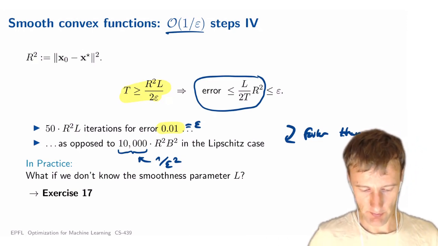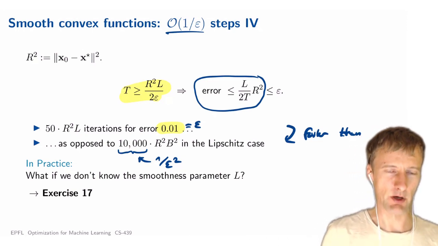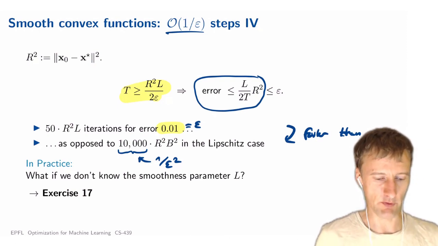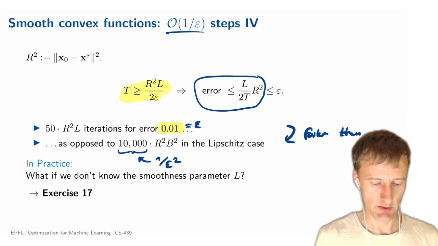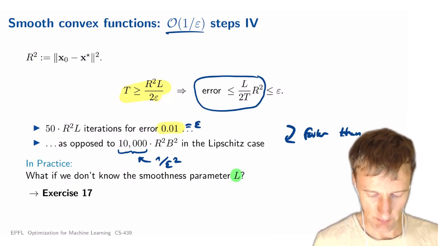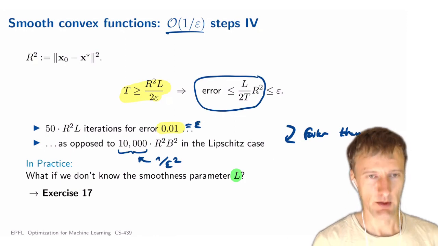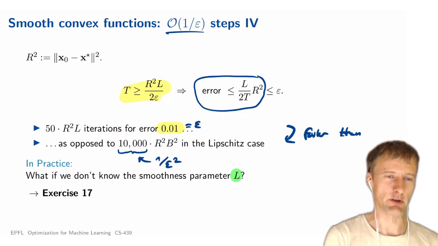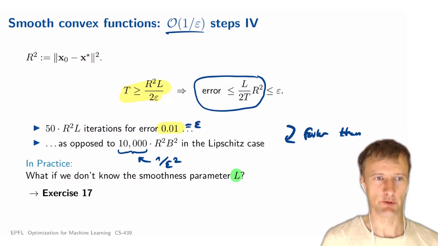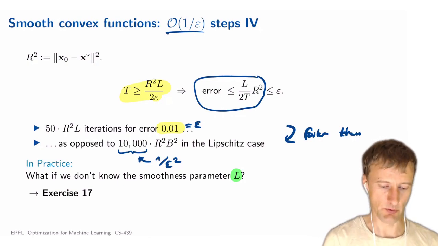Also, what's kind of nice here is that there is only one parameter we need to know to run this algorithm. Previously, you needed to know both the R and the B, which is a bit tricky. Now we only need to know one parameter L. And if you don't know this L, there is a trick you can do. You can do a binary search, or you can think about how to detect if your L is too big or too small. So there is a way to deal with it if you don't know L.